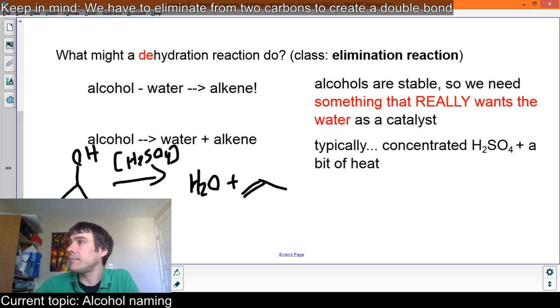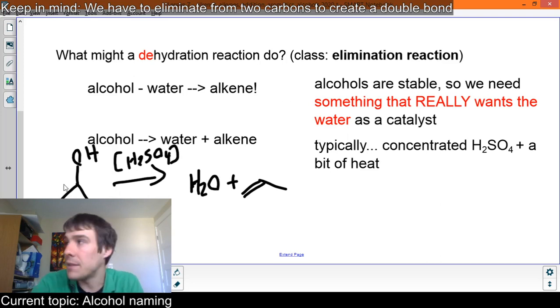So that's an elimination reaction. We're eliminating the water. We're pulling it right away, and we're installing a double bond. We have to eliminate from the 2 carbons next to each other. So if we look at this guy, we take the OH off of one thing, we have to take something else off of the other.